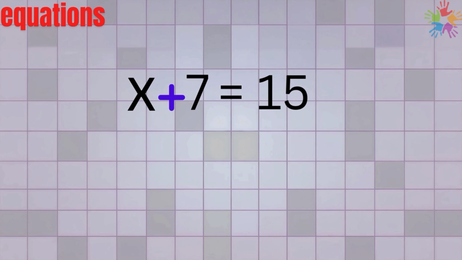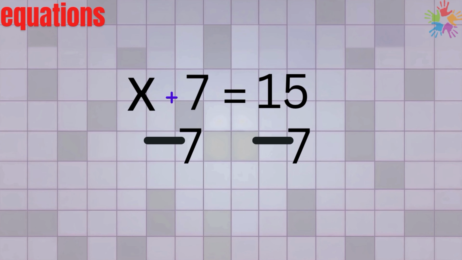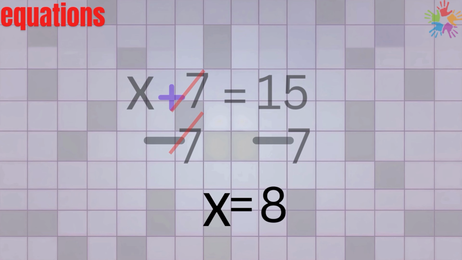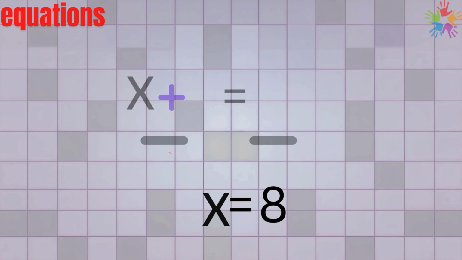Another example, a variable plus 7 equals 15. What do we do? We subtract 7 from both sides. Positive 7 and negative 7 cancel each other out, leaving the variable alone. On the right side, 15 minus 7 equals 8. Once again, the variable equals 8. Getting interesting? Then check this out.